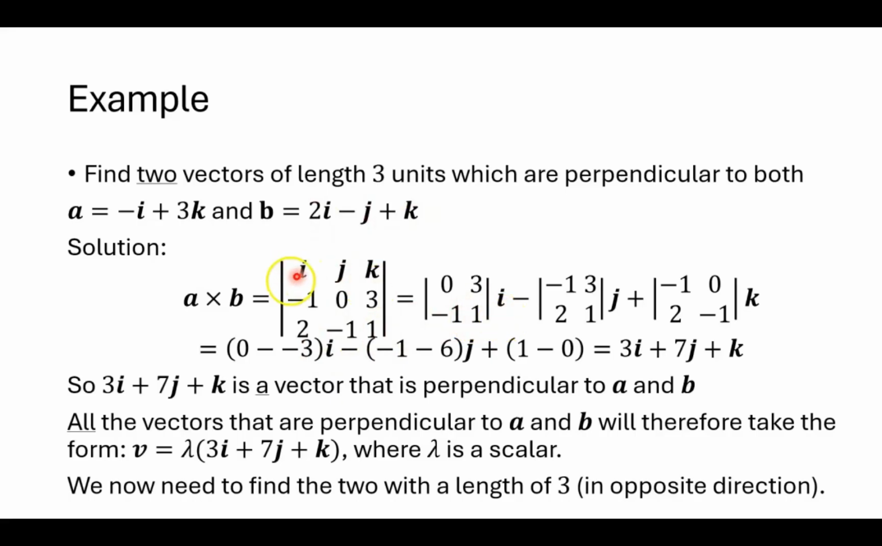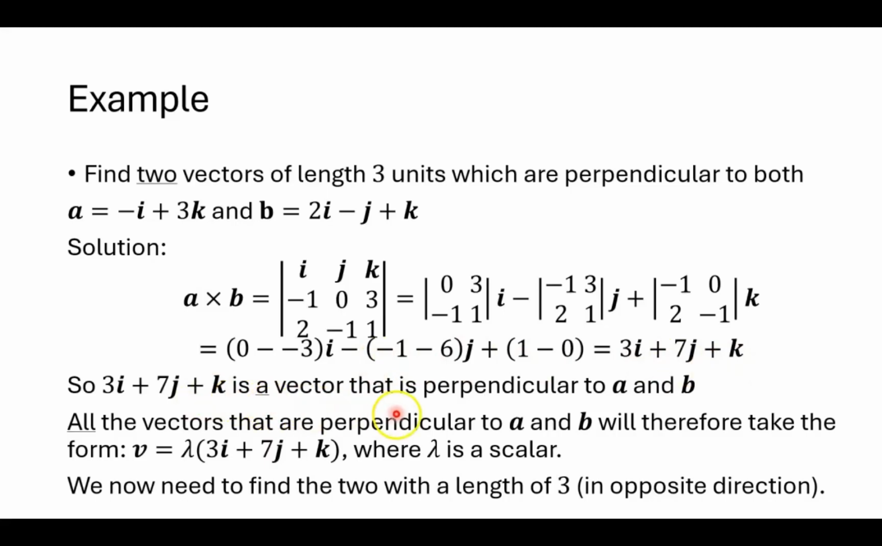You first have an i here, cross this out, you're left with this submatrix, 0, 3, -1, 1. And then you do the same thing for the other two, but where there's a negative sign in front of the j here. And then you compute the determinant. It will be 0 times 1 minus 3 times -1. So 0 minus -3. This will give you 3i. And for the other two components, you will get plus 7j plus k.